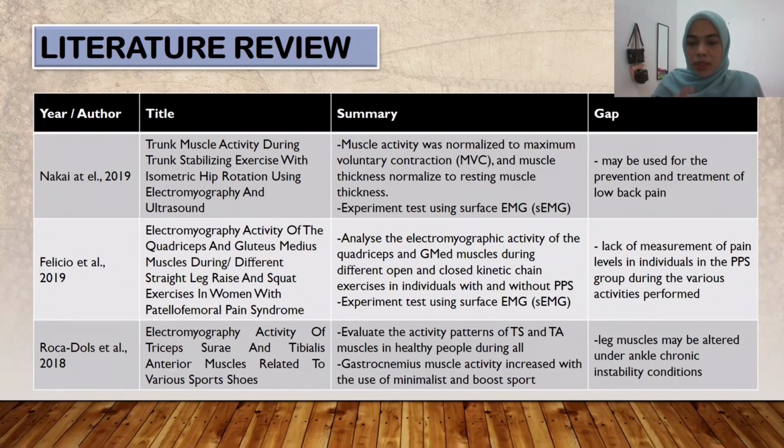Okay, and the last one is about the electromyography activity of triceps surae and tibialis anterior muscles. So the gap for the study is the leg muscles may be altered under ankle chronic instability conditions.